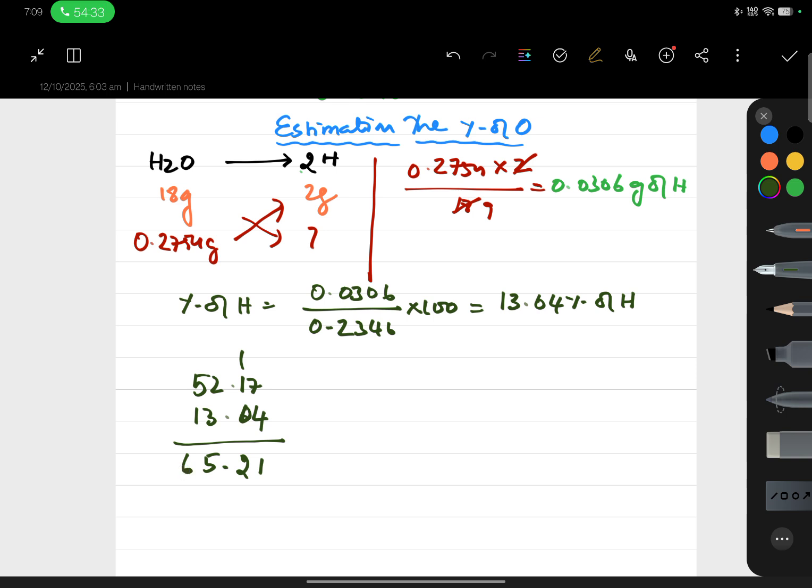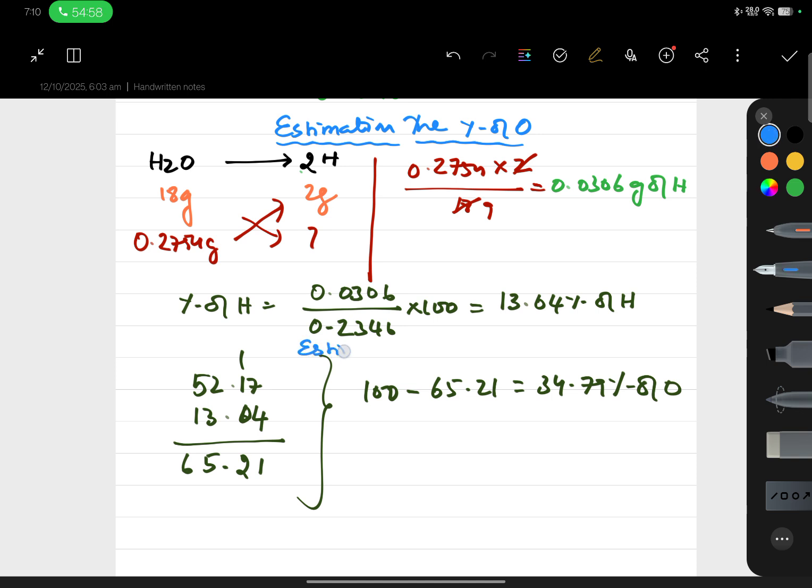So 65, 100 minus 65.21 will be, so 100 minus 65.21, that is equal to how much, ma? 34.79% of oxygen. So this is estimation of oxygen.